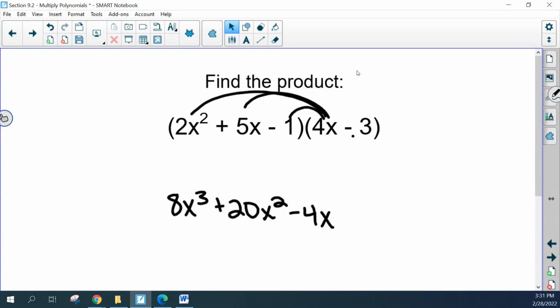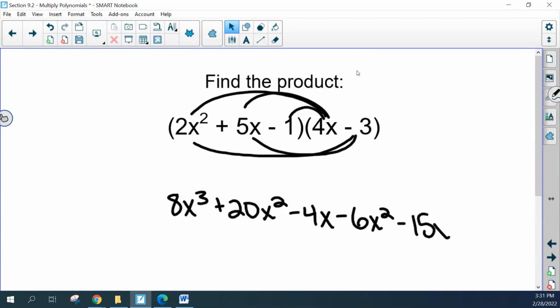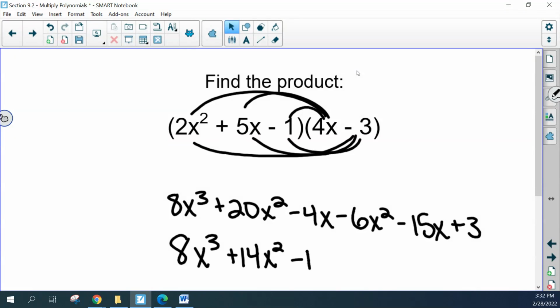Then distribute the negative 3. Negative 3 times 2x squared is negative 6x squared. Negative 3 times 5x is negative 15x. Negative 3 times negative 1 is a positive 3. And again, we need to combine like terms. So drop down 8x cubed, combine 20x squared minus 6x squared would be 14x squared. And then negative 4x minus 15x is negative 19x plus 3.